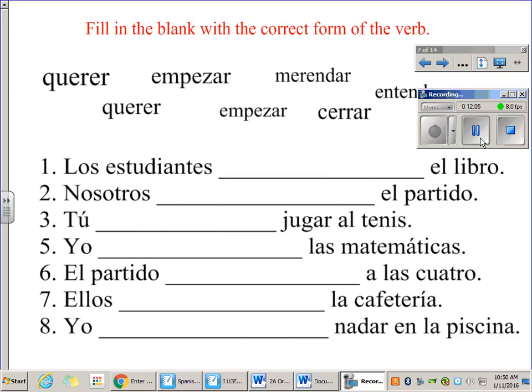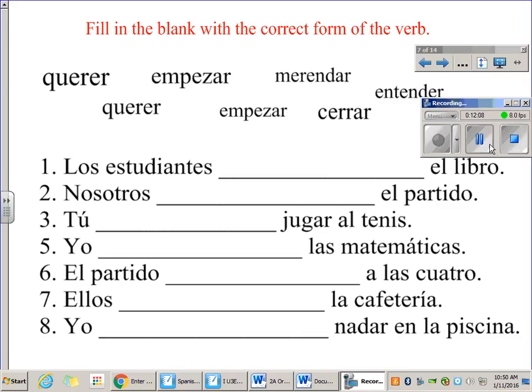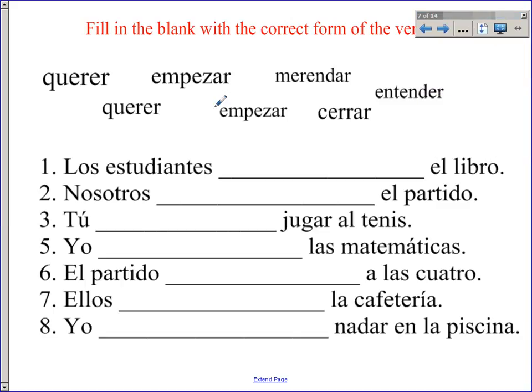Pause this. Oh, we need to go over the meanings, don't we? Okay, so querer is to want, like yo quiero Taco Bell. Empezar is to start or begin. Merendar is to eat a snack. So to have a snack, to snack on something.